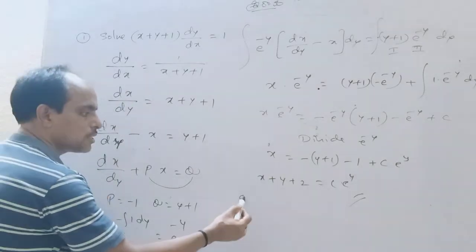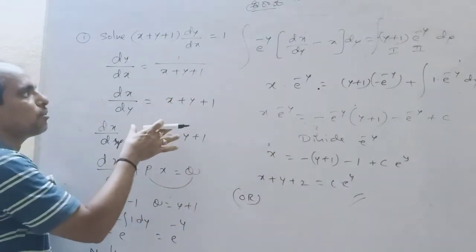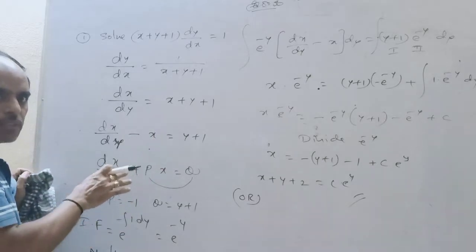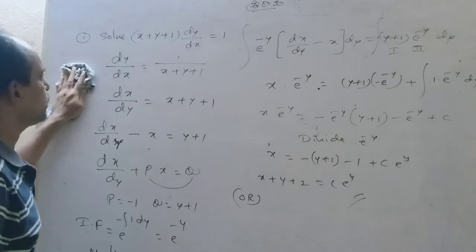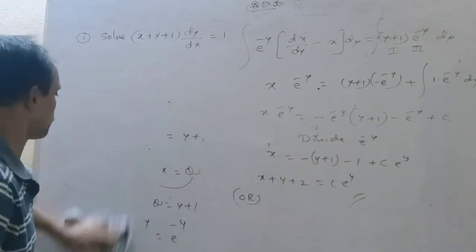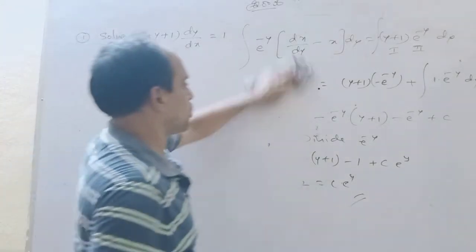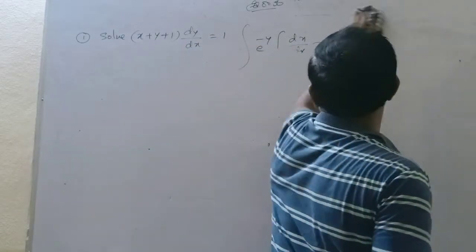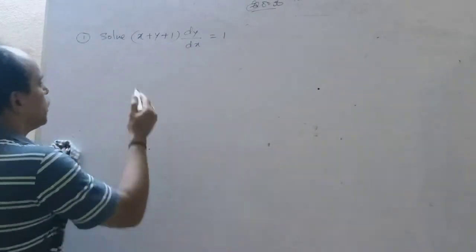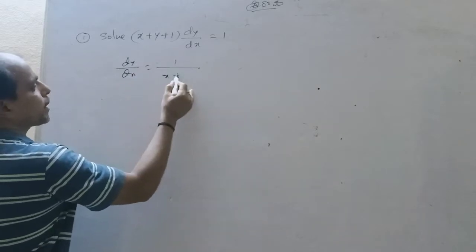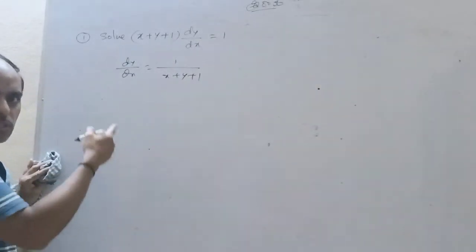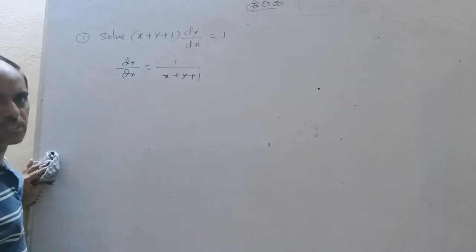And this same problem we can solve very easily, I will say, in an alternate method for this question. You see here, this is the question. We can solve in another way. That is dy/dx = 1/(x + y + 1). You can do the same in terms of variable separable type.